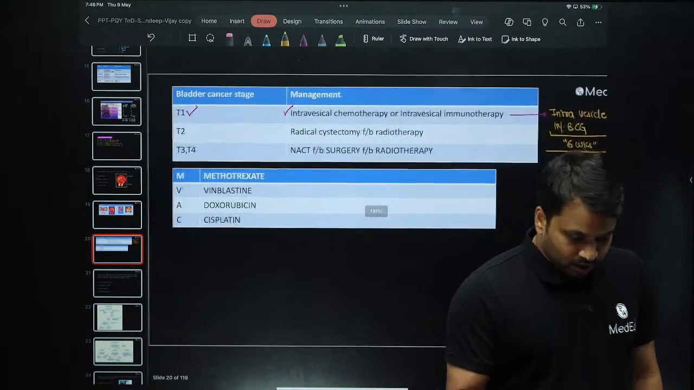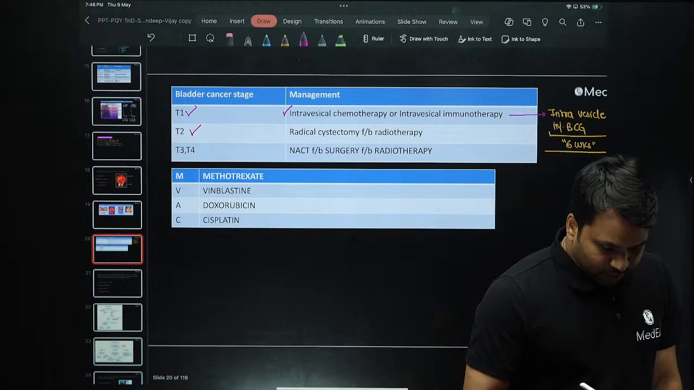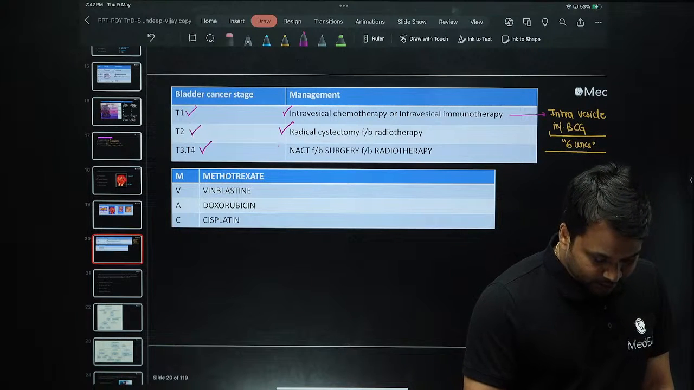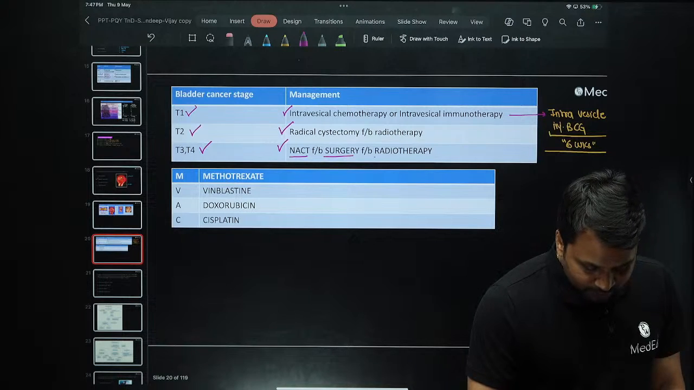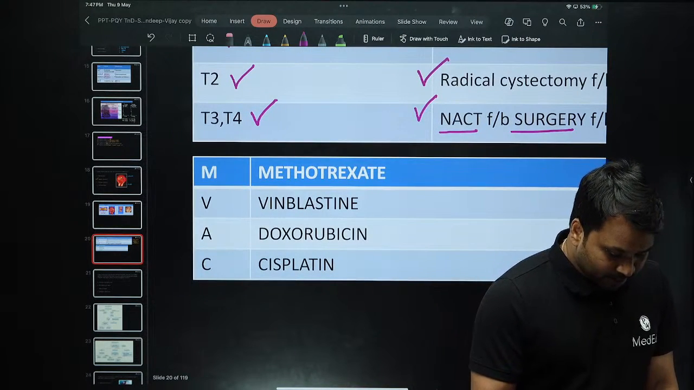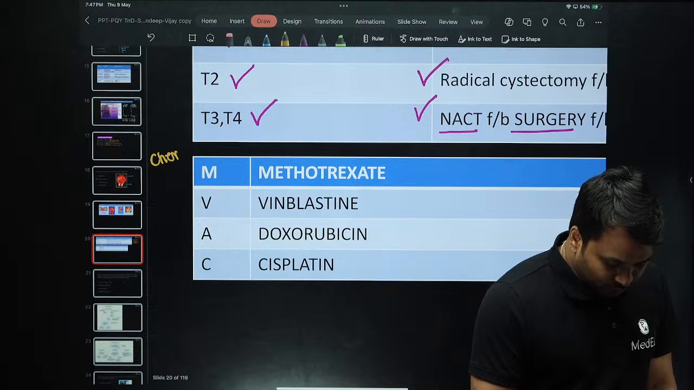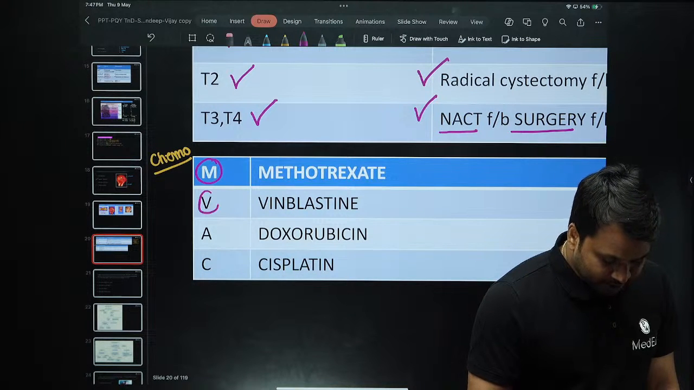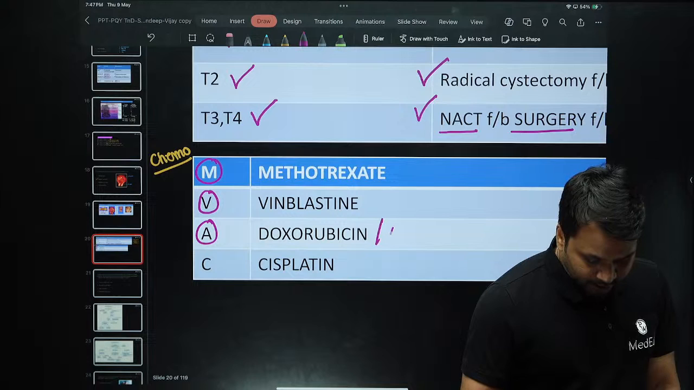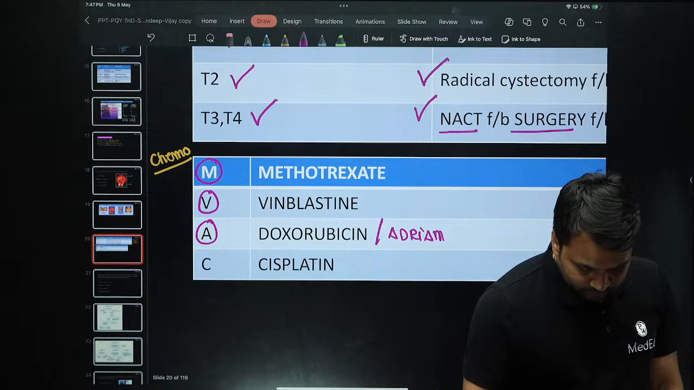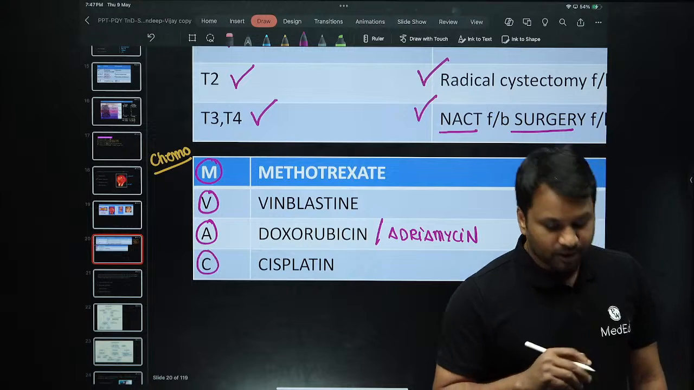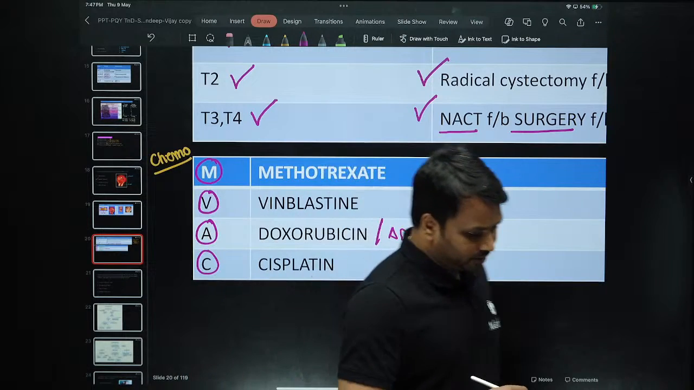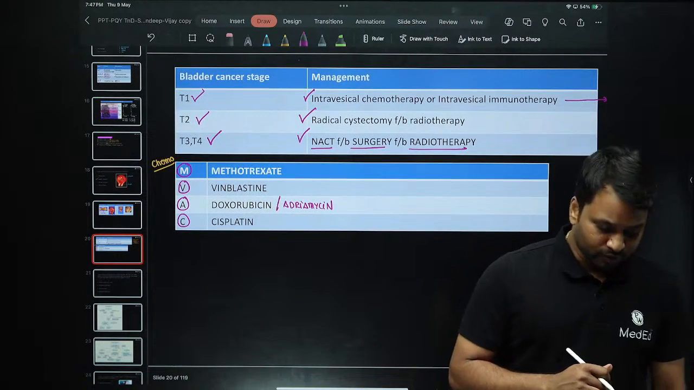Okay. Now, if you have a patient who is at T2 stage, for a T2, we'll go with radical cystectomy followed by radiotherapy. For T3 or T4 disease, I will go with neoadjuvant chemotherapy followed by surgery followed by radiotherapy. What is the chemo regime? Remember, the chemo regime that we are going to follow is what we call the MVAC regime. In the MVAC regime, M stands for methotrexate, V is your vinblastine, A is your doxorubicin or adriamycin. C stands for cisplatin. So methotrexate, vinblastine, doxorubicin or adriamycin and cisplatin, right? So these are the components that you look at for bladder cancer.